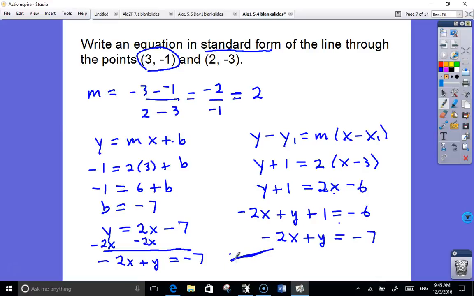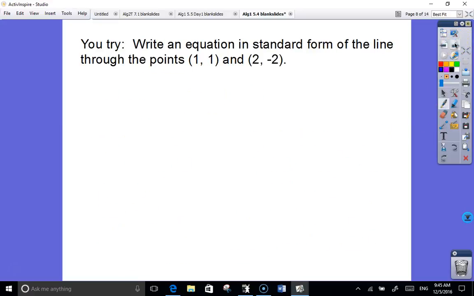But I know that you guys usually would like to do the one on the left. There's nothing wrong with that. I would do the one on the right. So try that one. Write the equation in standard form of the line through those 2 points.